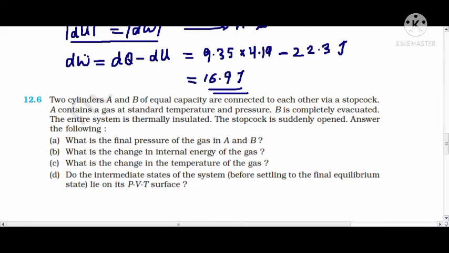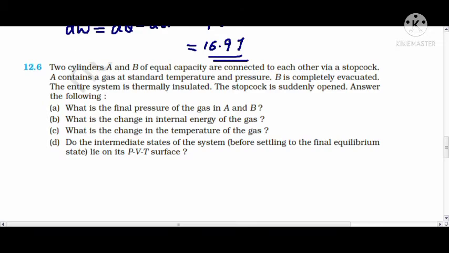Now, question 6. Two cylinders A and B of equal capacity are connected to each other via a stopcock. A contains a gas at standard temperature and pressure. B is completely evacuated. The entire system is thermally insulated. The stopcock is suddenly opened. Answer the following question.